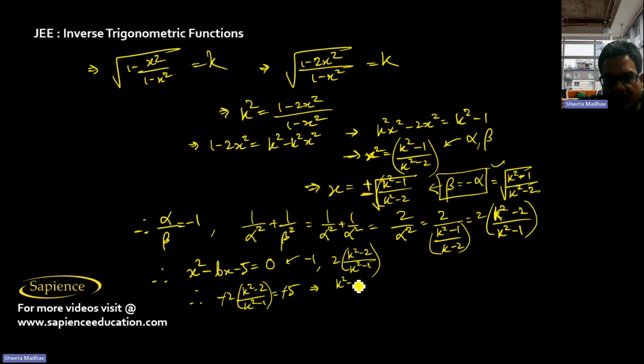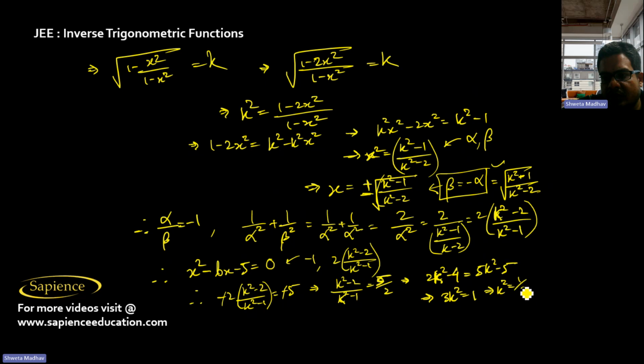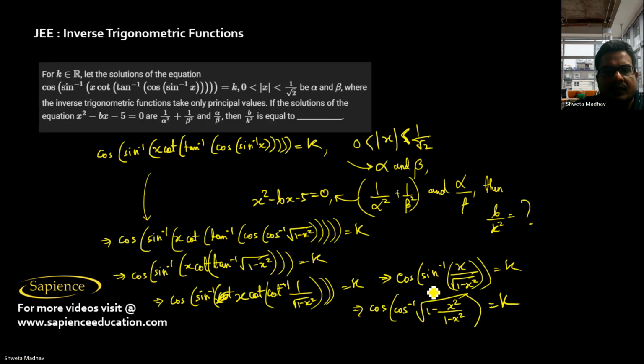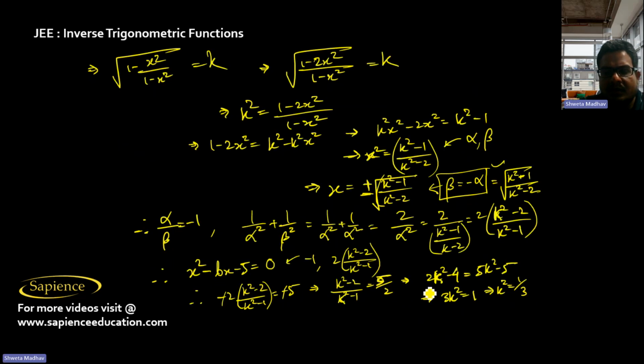So you can say k square minus 2 by k square minus 1 will be equal to 5 by 2. So then we can say 2k square minus 4 will be equal to 5k square minus 5. 3k square is equal to 1. So k square will be equal to 1 by 3.